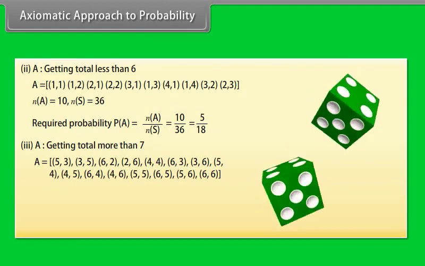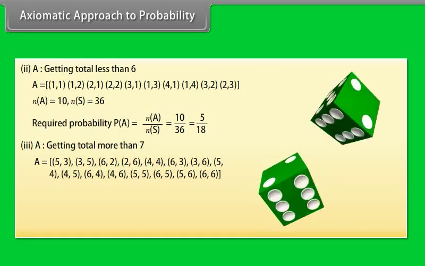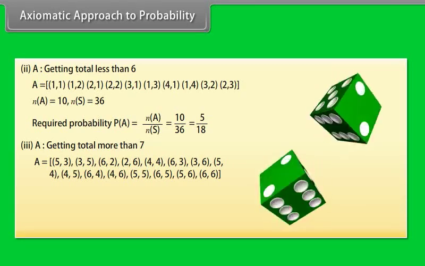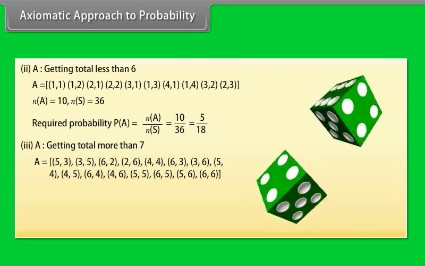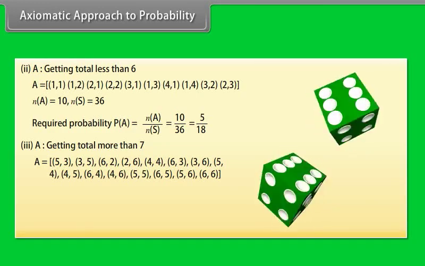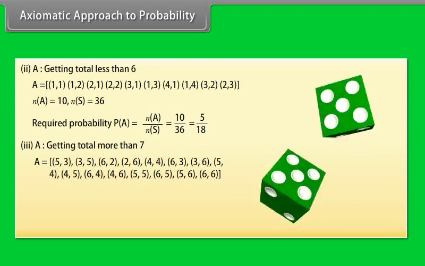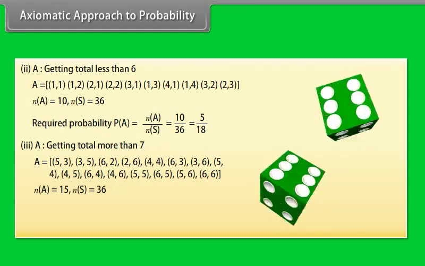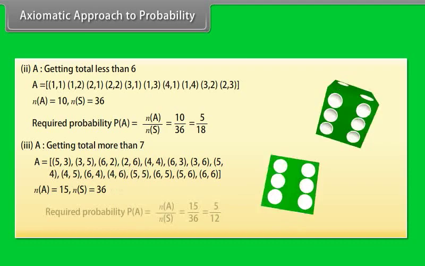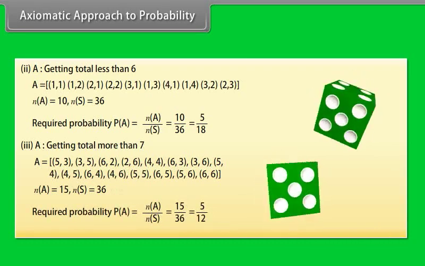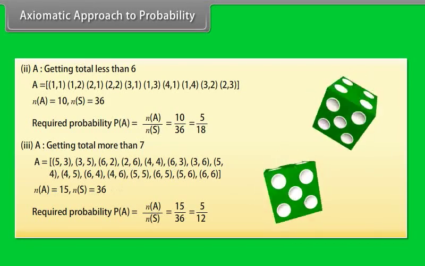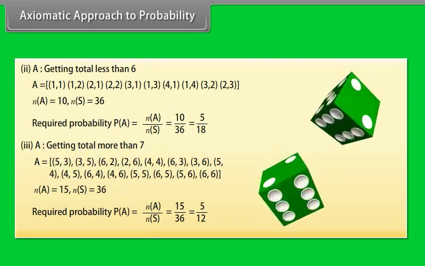3. A: Getting total more than 7. A = {(5,3), (3,5), (6,2), (2,6), (4,4), (6,3), (3,6), (5,4), (4,5), (6,4), (4,6), (5,5), (6,5), (5,6), (6,6)}. n(A) = 15. n(S) = 36. Required probability P(A) = n(A)/n(S) = 15/36 = 5/12.